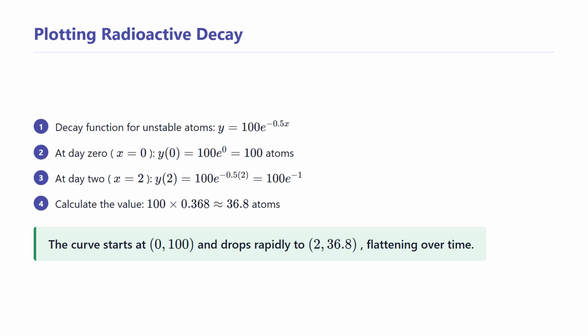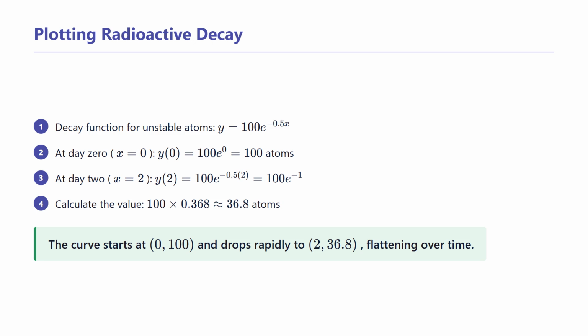Let us see how this formula works in a laboratory setting. A scientist is studying radioactive material, starting with 100 unstable atoms. The remaining atoms after x days is given by y equals 100 times e to the negative 0.5x. We want to find how many atoms remain after 2 days. At day 0, we plug in x equals 0. Anything to the power of 0 is 1, so we start with exactly 100 atoms.